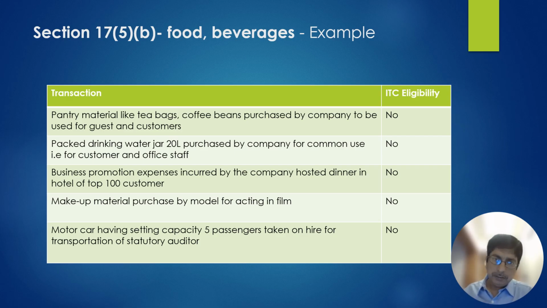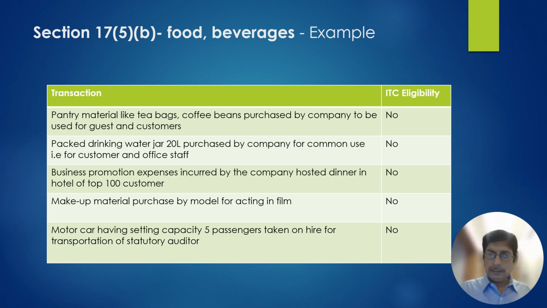Makeup material: GST credit is not available. Why? Because it is consumed. It is used. The VAT chain comes to an end. Even though it is used by the actress or actor in acting in a film, still the GST credit is not available because that material is consumed, so the VAT chain comes to an end.